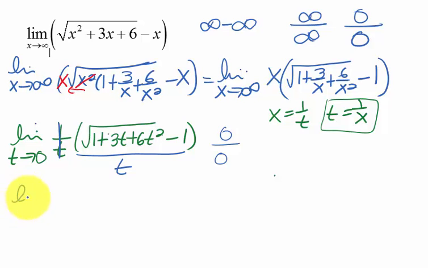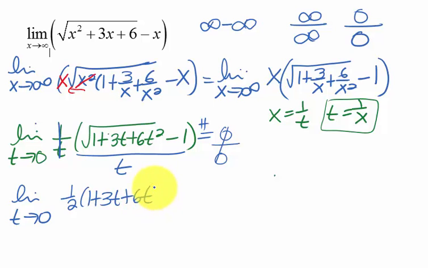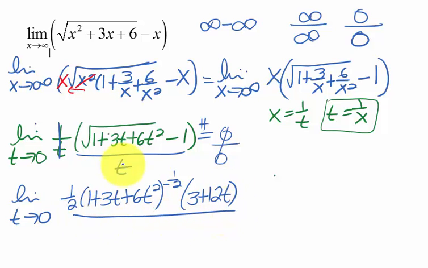So now I'm going to apply L'Hopital's rule. The limit as t goes to 0 equals, by L'Hopital's rule, the limit as t goes to 0 of the derivative of the numerator, so that's going to be 1/2 times 1 plus 3t plus 6t squared to the negative 1/2, and we've got the chain rule multiplied by the derivative of what's inside, which is 3 plus 12t, and then that's over the derivative of the denominator, which is 1.